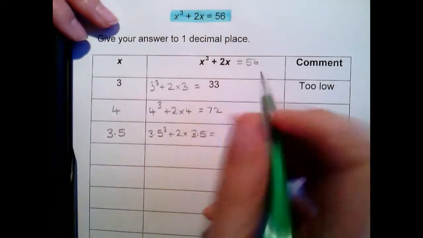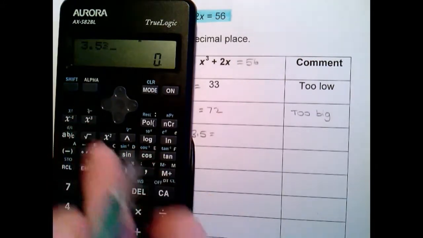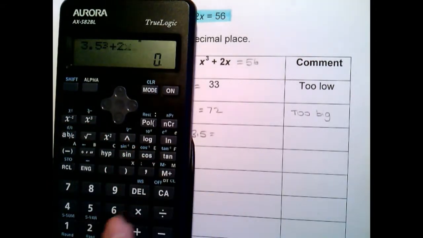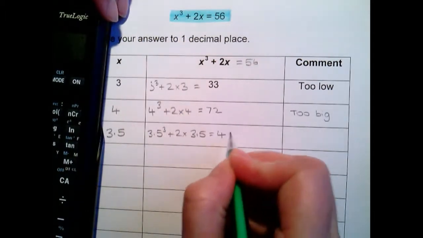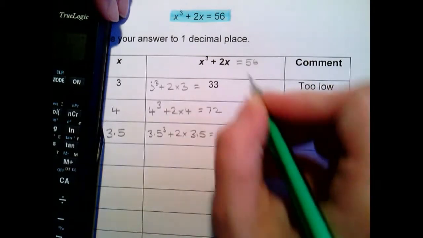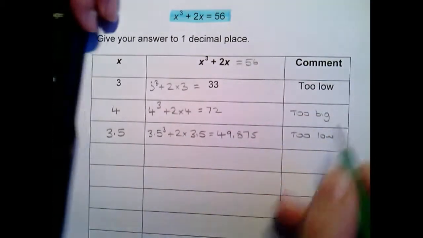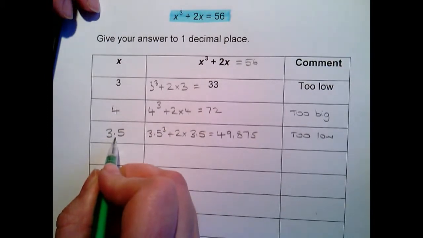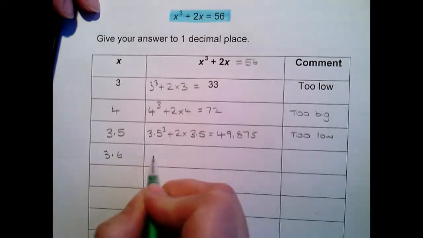See how close you get to 56. So 3.5 cubed plus 2 times 3.5 gets you 49.875. Remember, we're looking for 56, so that's slightly too low again. So I'm going to try and put it up a wee bit higher. So just go up another decimal place. So go up to 3.6.